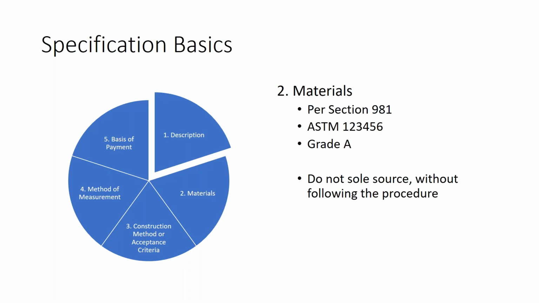Continuing on with the materials. Sometimes we want to refer to our materials spec as part of the overall spec book, and we can refer to a section number. Sometimes we refer to an ASTM or a particular grade of steel or other material. We always want to ensure that we do not sole source unless we have followed the proper procedure. That procedure is available on our program management website through the product evaluation office.